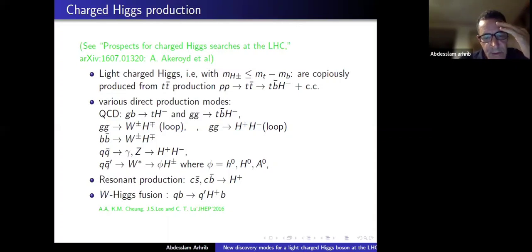And there is also W Higgs fusion, which is this process, q b going to q prime charged Higgs. This work I did with Jae Sik Lee and Kingman Cheung from Taiwan. When we started this work, we thought that we had got a big fish because, you know, for the neutral Higgs you have the WW fusion, and this cross section is quite large. After gluon fusion going to the standard model Higgs, comes the WW fusion going to neutral Higgs.